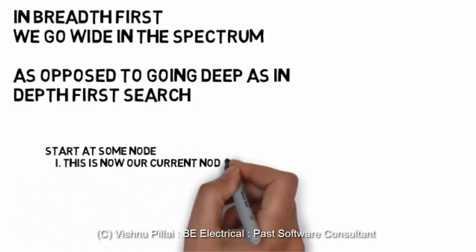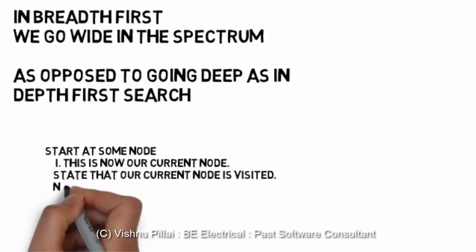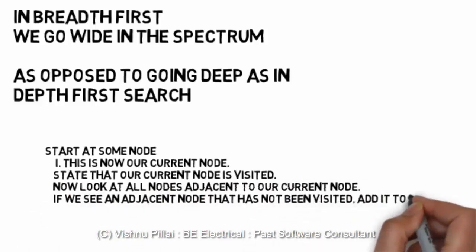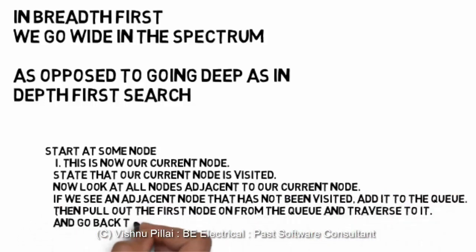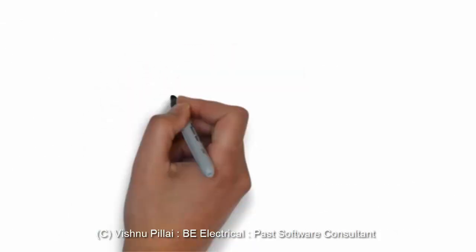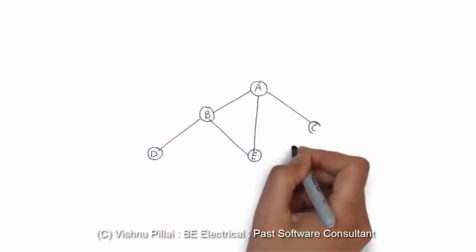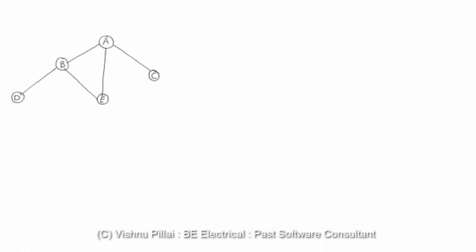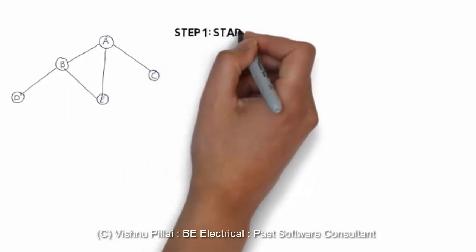If you go into the working, you start at some node, this is now our current node. State that our current node is visited. Now look at all the nodes adjacent to our current node. If we see an adjacent node that has not been visited, add it to the queue. Then pull out the first node from the queue, traverse to it and go back to step 1. So this is how the breadth first search method works, and the steps as described here can be used to write a search algorithm in computational language, which can be used in any program to fetch data from the database using this search algorithm.